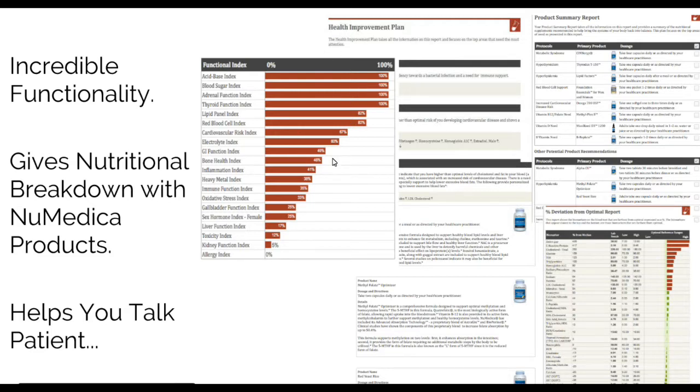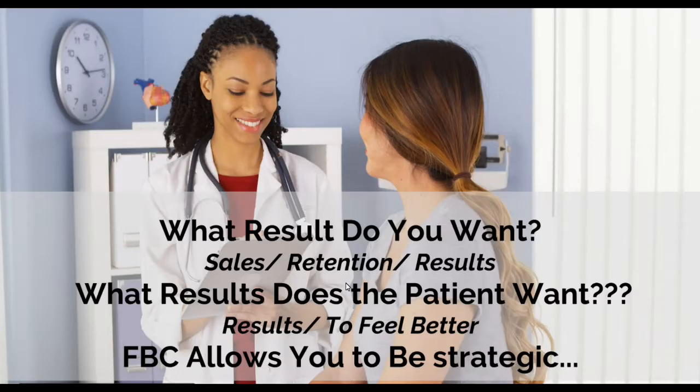Just like the functional index, they also do a functional nutrition report, which gives you vitamins and minerals, and it'll tell you clearly where they are at with clinical deficiencies on over 20 nutrients. And so then it helps you again to tell them exactly why they need the supplements that you want them to take. So you always want to think about two sides. There's what you want and there's what the patient wants. The beautiful thing is that functional blood chemistry can become a very easy tool to use at the beginning of the process to bridge the gap.